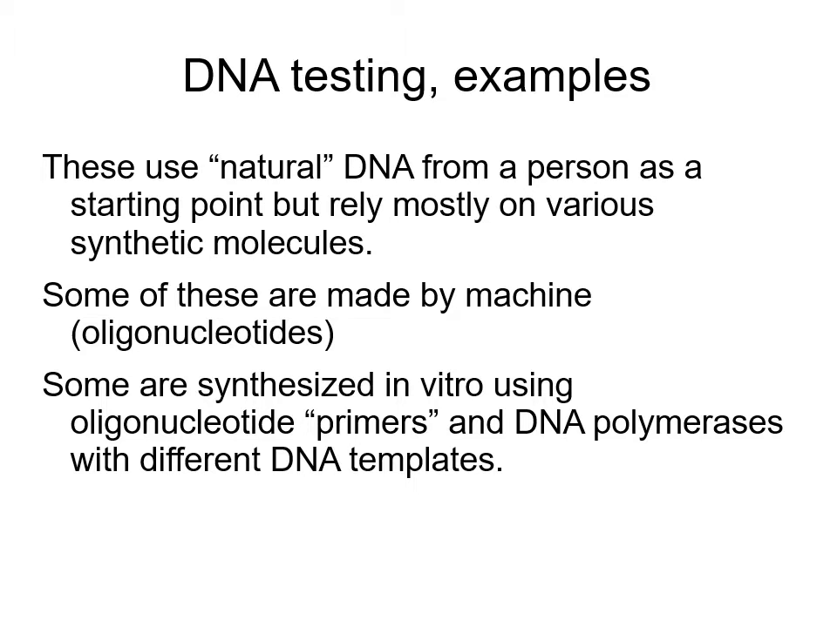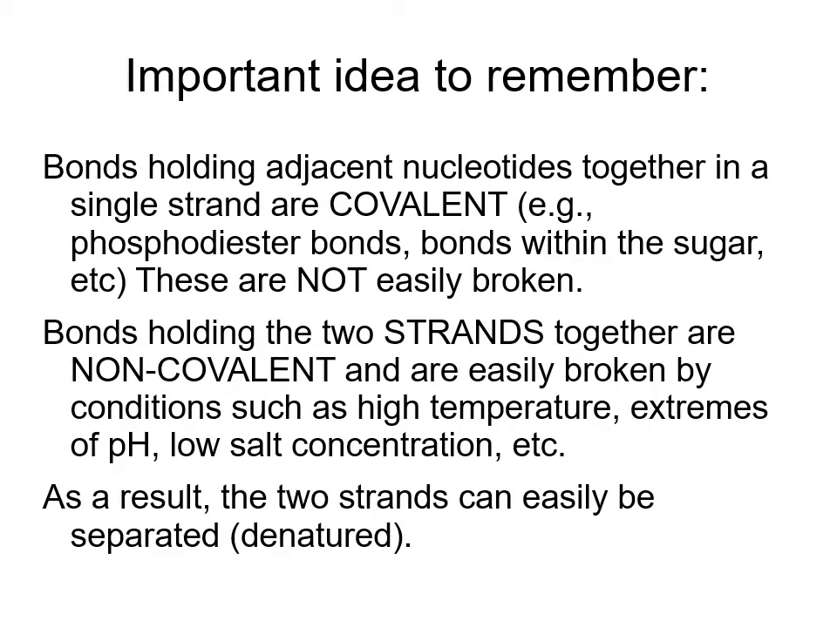So the oligos are used for two different purposes. One, to PCR a region of the DNA that we want to look at, and the other is to actually identify some specific mutation that might be present in that DNA.